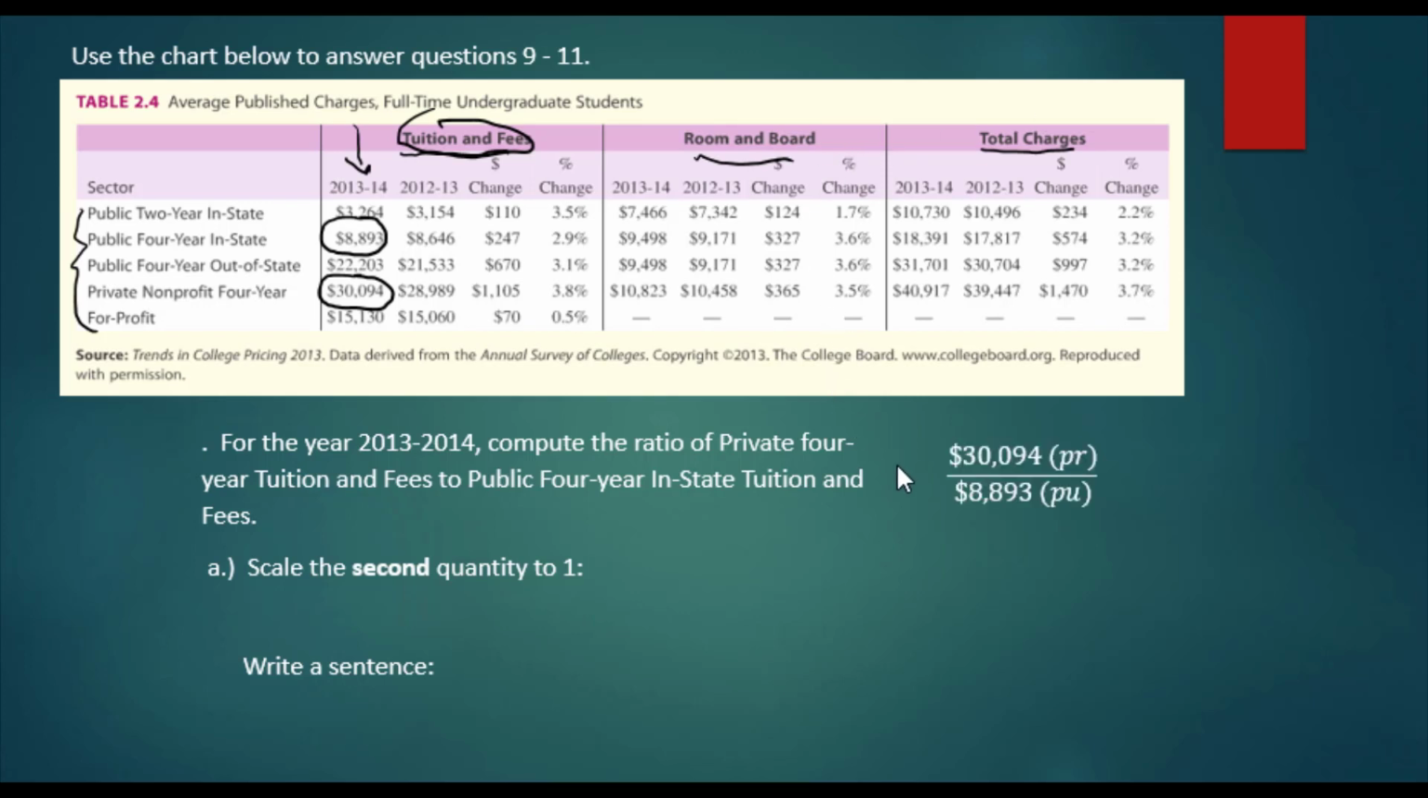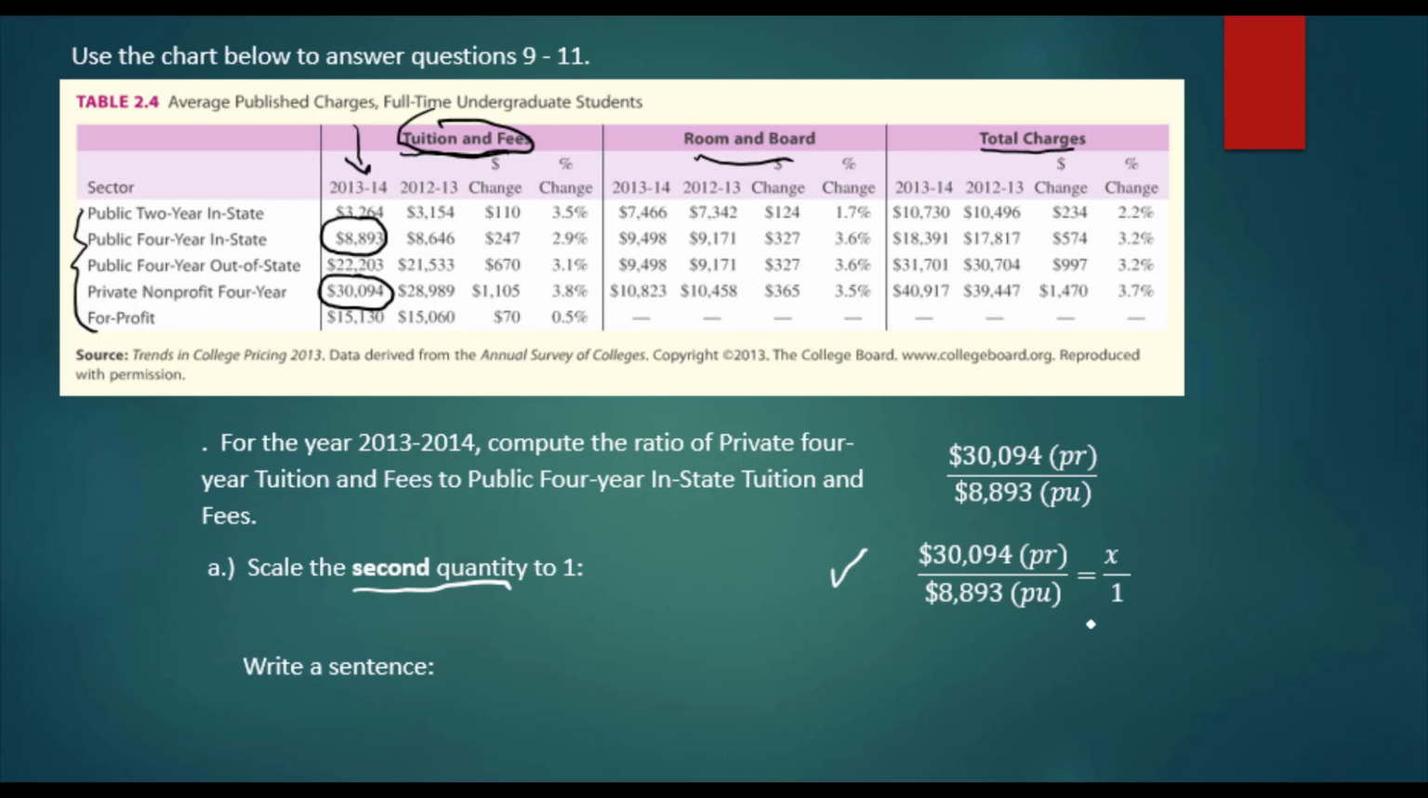So there's my ratio, and now I want to scale the second quantity, which is the bottom number, to 1. You think about how I'm going to do that. And if you guess set up a proportion, you would be correct. There it is. Now I'm not going to cross multiply and divide. I'll let you do that, but I will put up the answer. But when you're rescaling something, that's what you do.